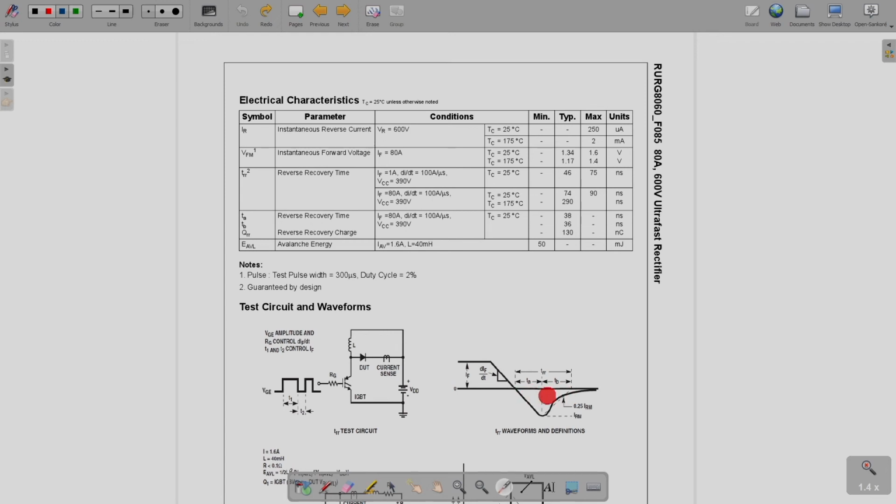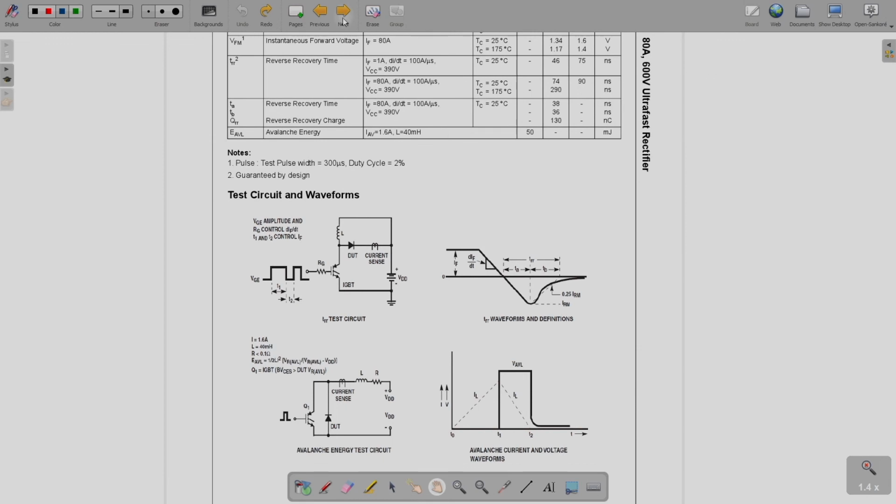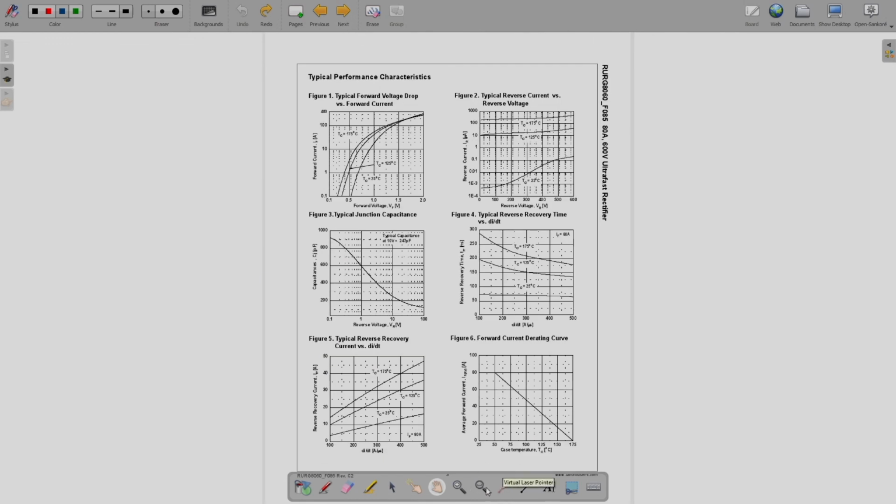So, you can use that to know the softness factor of the diode, the S factor, and you can see here that this is 38 nanoseconds and 36 nanoseconds. So it is slightly less than 1, but close to 1. The reverse recovery charge is also given as 130 nanocoulombs, and your avalanche energy is also provided. And then there are test circuits and waveforms given by the manufacturer.